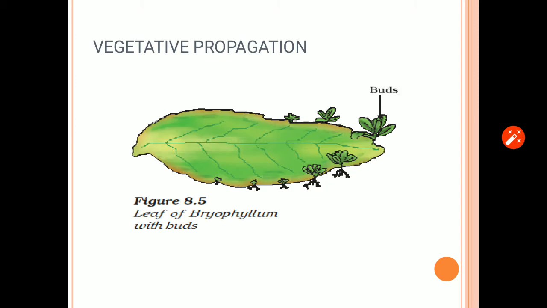Similarly, in the potato plant, the potato tuber that we consume as a vegetable has eyes or buds, and when you keep the potato tuber in the dark for some days, green shoots start arising from the eyes. It shows that the potato tuber is able to form new organisms. So the potato tuber is the vegetative propagule in that process of vegetative propagation.